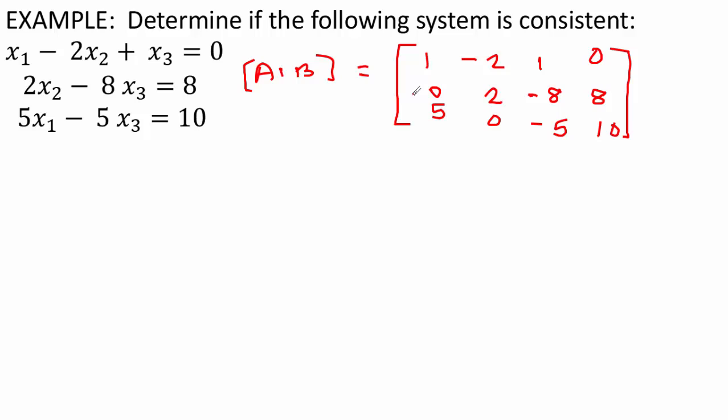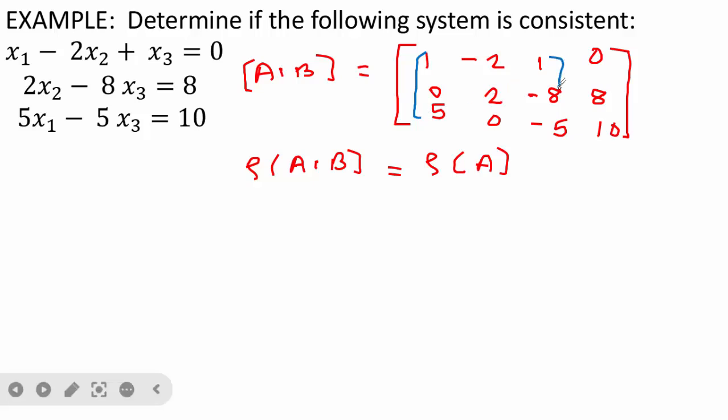Then the system is consistent if the rank of the augmented matrix AB is equal to the rank of the coefficient matrix A. Coefficient matrix A is this much of the matrix. If the rank of this matrix and the rank of this whole augmented matrix AB are the same, then we can say that the system is consistent. Now we shall calculate the rank of this.